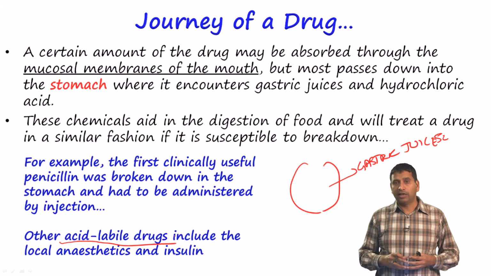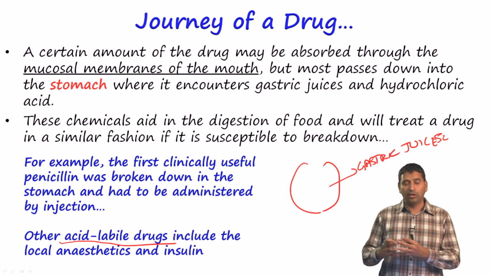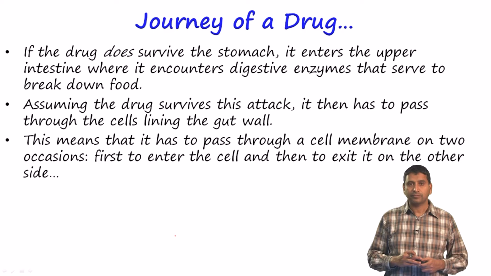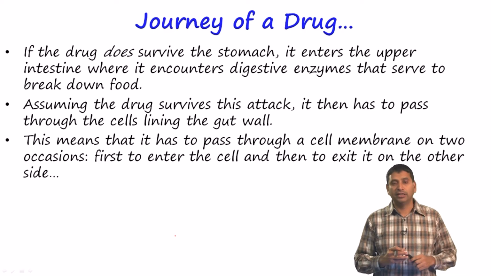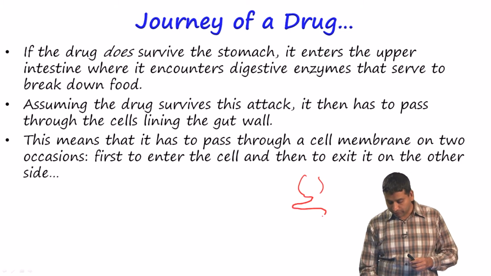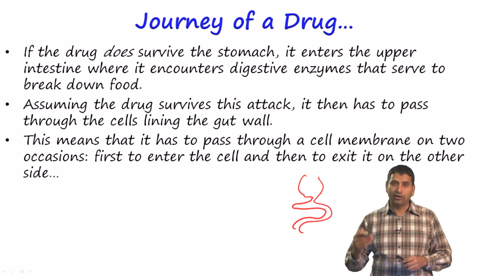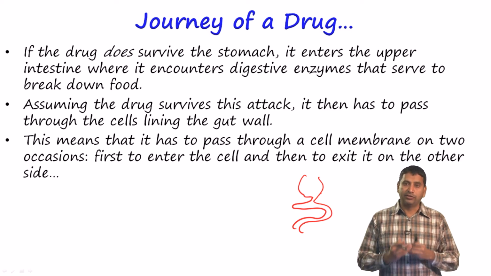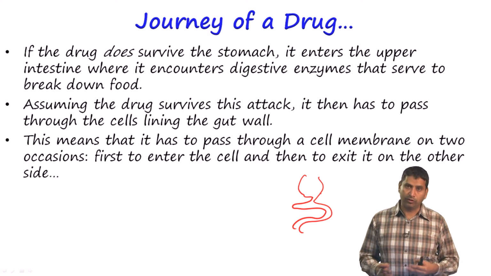So, an important characteristic of a drug, on its journey through the oral route, is that it will have to survive the stomach. If it does survive, then it enters the upper intestine. We looked at it already. This is the stomach, and then it goes to the upper intestine. In the upper intestine, it encounters further digestive enzymes, and this helps to break down the food further.